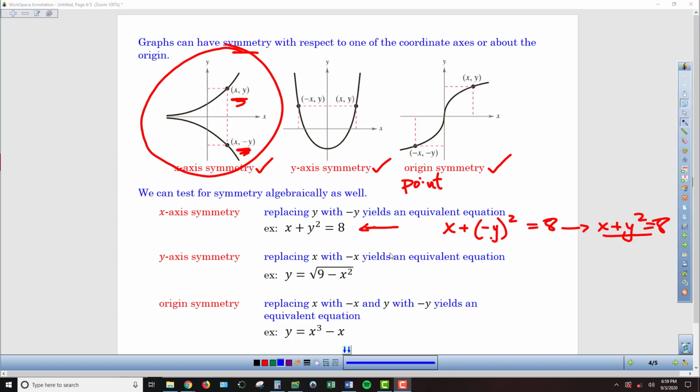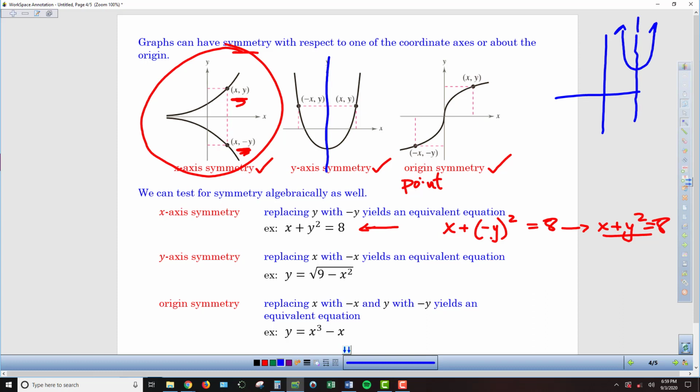It should come as no surprise then that y-axis symmetry means that the y-axis is acting as a mirror line. So the graph is being cut in half into two identical pieces by the y-axis. We can see that in the parabola that's centered on the y-axis. If that parabola was centered over here, then we would not have y-axis symmetry. The graph would have symmetry, and there would be an axis of symmetry that we could put in, but it would not have y-axis symmetry because it's not the y-axis that's cutting that graph into two equal parts.